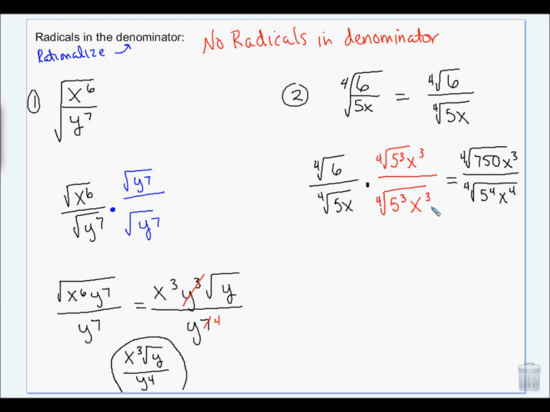Okay, so you see how I have 5 times 5 to the 3rd gives me 5 to the 4th, and then x times x to the 3rd gives me x to the 4th. And the reason we do that is because these fourths will cancel with this root. And so I'll have the fourth root of 750 x to the 3rd over 5x.